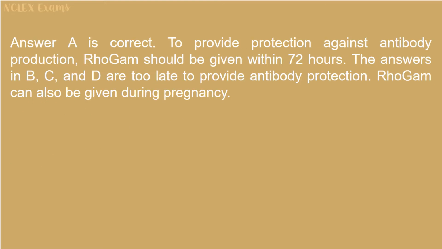Answer A is correct. To provide protection against antibody production, Rhogam should be given within 72 hours. The answers in B, C, and D are too late to provide antibody protection. Rhogam can also be given during pregnancy.